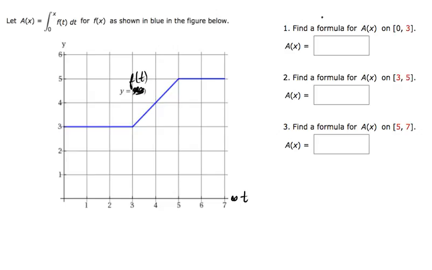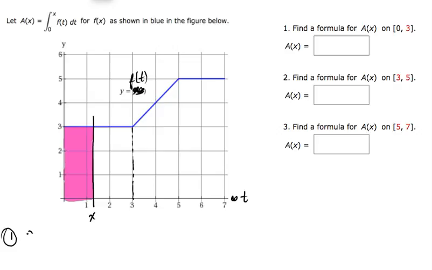Okay, so first we'll want to find a formula for A of x on the interval from 0 to 3. So that means x could be anywhere between 0 and 3. So let's just put it maybe here. But at the most it would be out here at 3. So if x is between 0 and 3, then the shape that you get under the graph of f of t is this rectangle. And understanding that a definite integral is net area, we can find that net area using basic geometry formulas. So this is for part 1 up here.